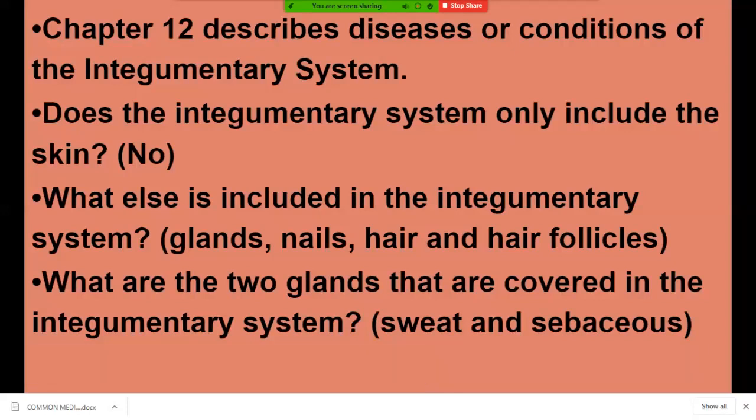Chapter 12 describes diseases or conditions of the integumentary system. Does the integumentary system only include the skin? No, it doesn't. What else is included in the integumentary system? Glands, nails, hair, and hair follicles. What are the two glands that are covered in the integumentary system? The sweat and the sebaceous glands.